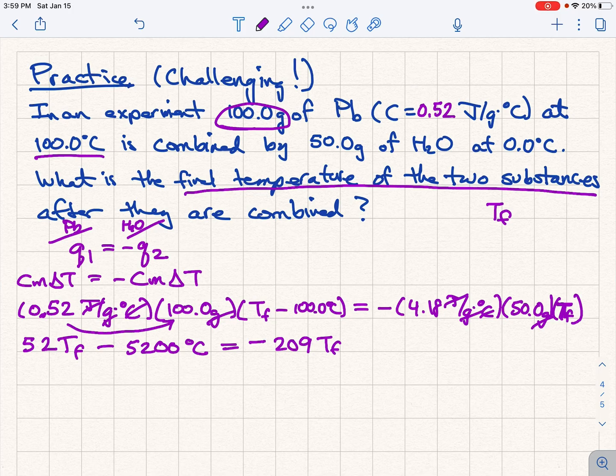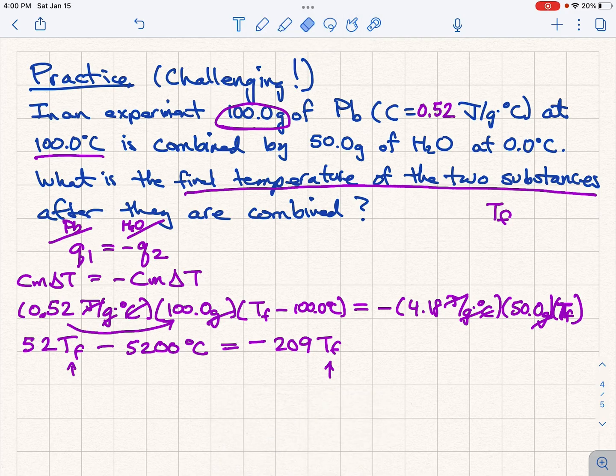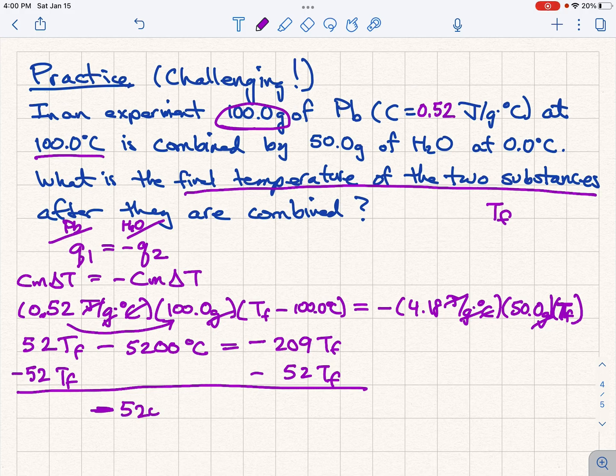So now we have an algebra trick that we don't normally run into in chemistry very often. We've got T finals on either side here, right? So we've got to get those together. So the way we do that is we move this T final over. We're going to subtract 52 times T final from both sides. And that's going to give us negative 5200 Celsius equals minus 261 times T final.